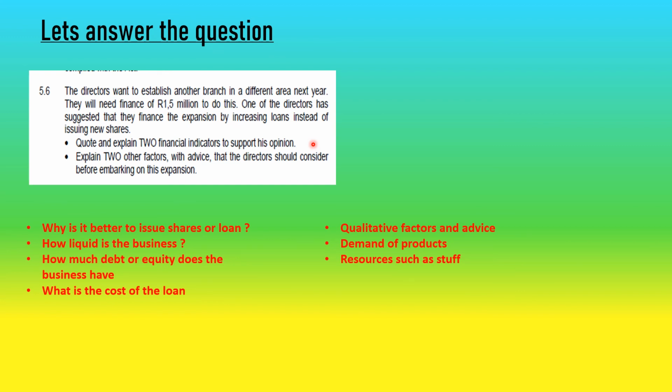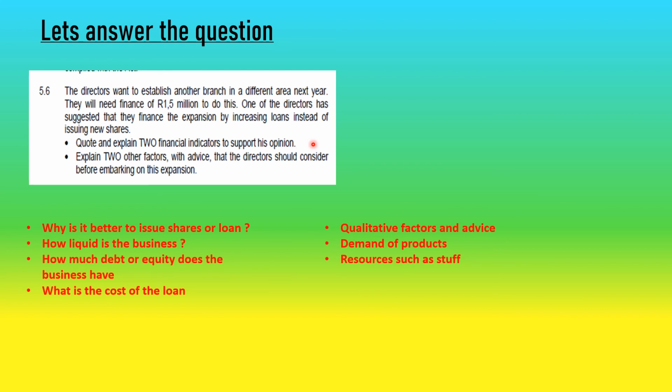We know for that we should be using the return on total capital employed and comparing it to your interest on loan. So therefore, your interest on loan will be less than your return on total capital employed for you to be able to rather take more loan than to actually issue new shares.